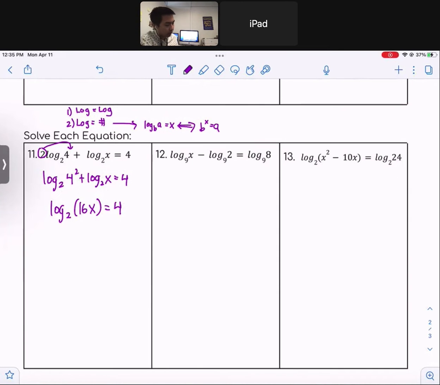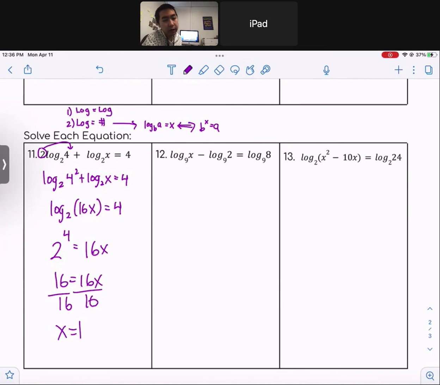So we have 1 log equals a number, right? A whole log equals a number. So now we can convert it to be an exponential form. Take the base, raise it to 4, and make it equal to 16x. 2 to the 4th is 16. Divide both by 16, and x is equal to 1.